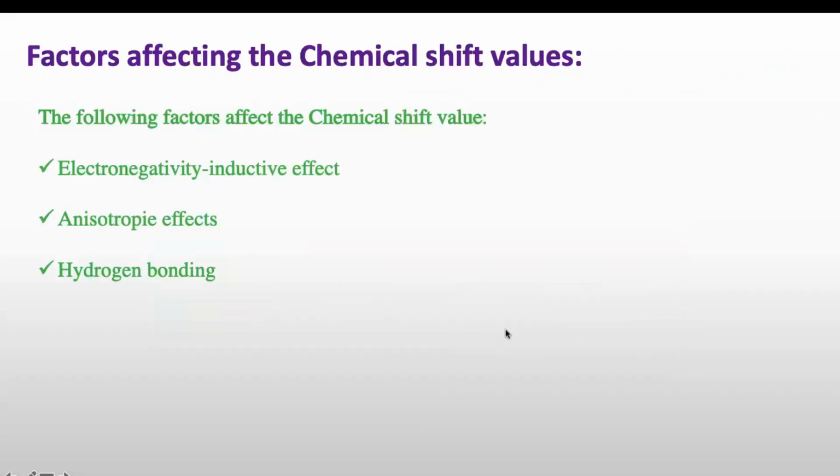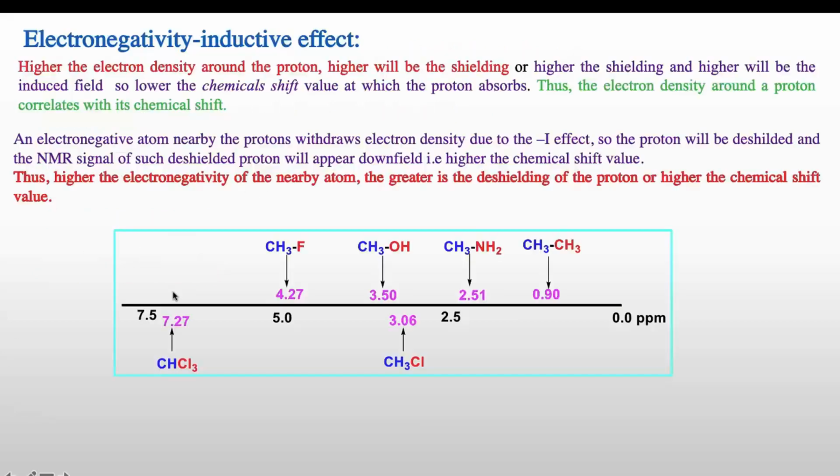These are the factors that decide which protons will come in which region. First is electronegativity and inductive effect, second is the anisotropic effect, and third is hydrogen bonding. Let's start with electronegativity and inductive effect. The higher the electron density around the proton, the higher the shielding, and the higher the induced field, as we know.